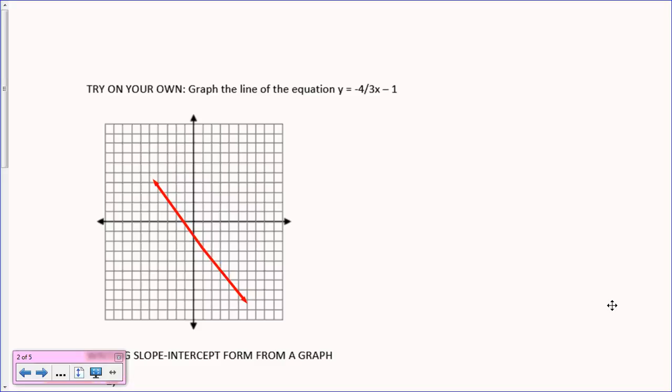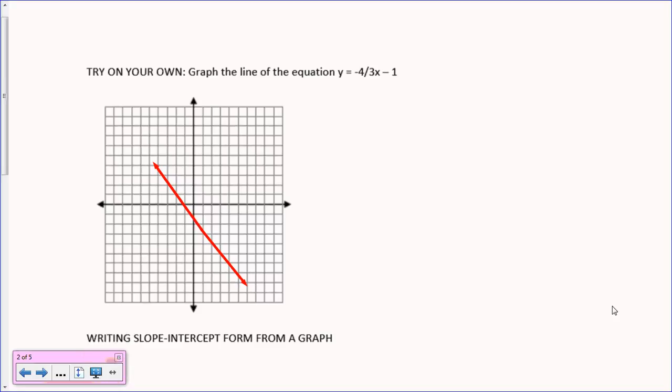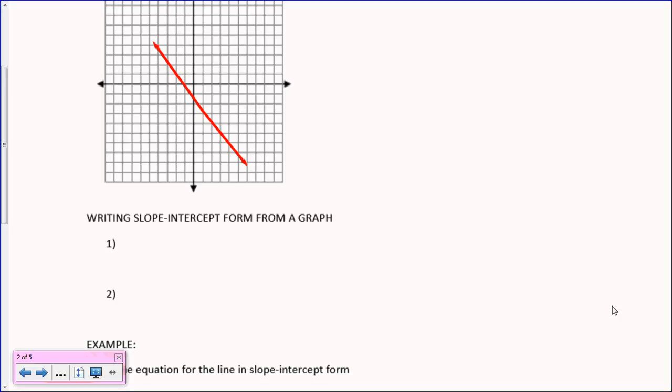Yeah, that's close enough, like that. Okay, again, you can do it in your calculator and you can check your work. Okay, now writing slope-intercept form from a graph.